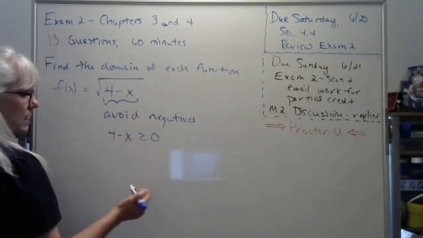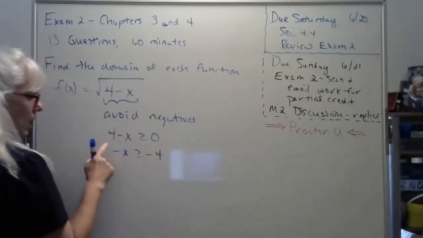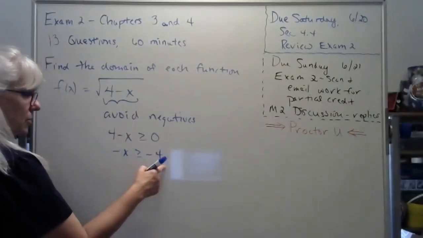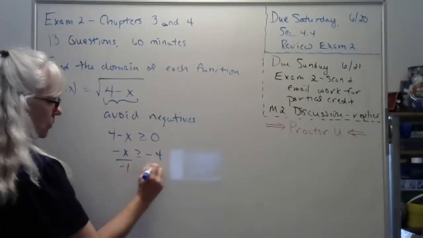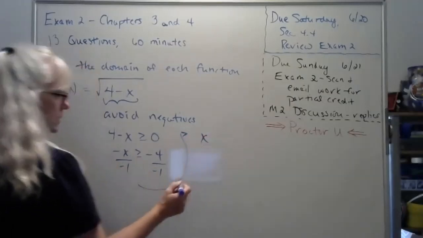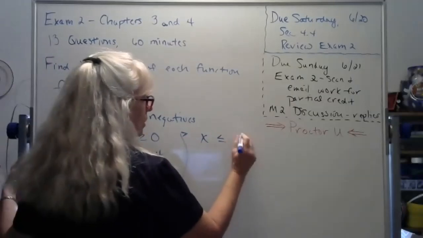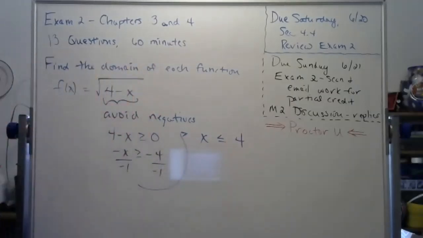And now we're going to go solve this. So if I move the 4, we'll have negative x is greater than or equal to negative 4. And then we're going to divide both sides by negative 1. So that will give us that x is, now I have to remember to flip the inequality, less than or equal to positive 4.